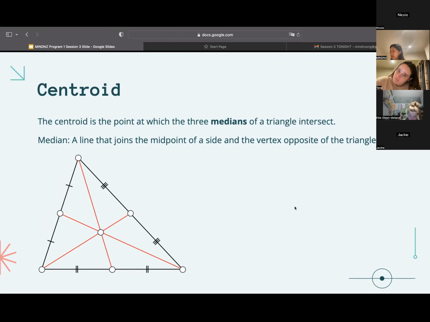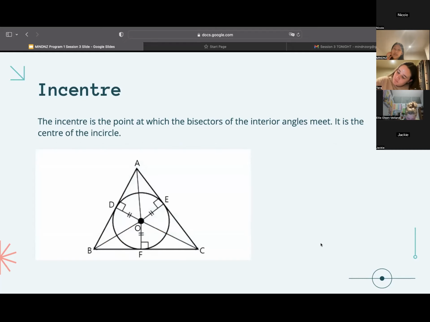Okay, so the final center that we're going to go through today is the incenter. The incenter is the point at which the bisectors of the interior angles meet. It is the center of the incircle. That might be a lot of new terms. So what does bisector mean? It splits it in half. So it's the line that goes through an angle and splits it in half.